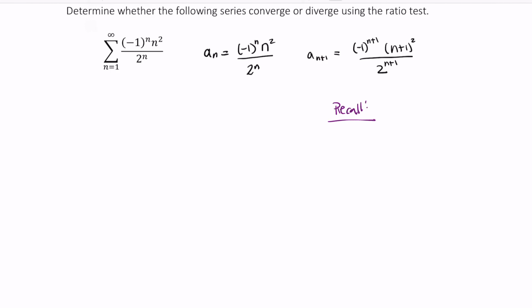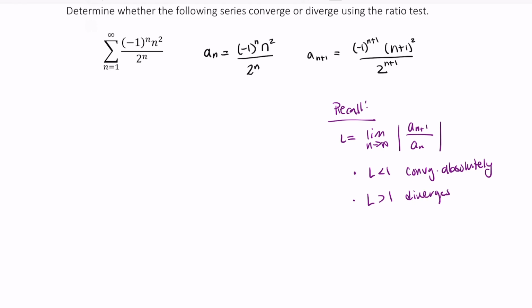to evaluate this limit. We're letting this limit L equal the limit as n approaches infinity of the absolute value of the next term divided by the previous term. And so long as it's less than 1, the series converges absolutely. If L is greater than 1, it diverges, and of course if L equals 1, then this test is inconclusive. All right, now let's go ahead and work on this limit.